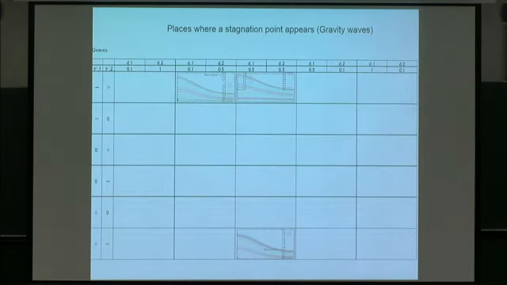In the case of gravity waves, a stagnation point appears in these three places, only three places. But in all of them, a stagnation point appears on the side of positive vorticity. It is much harder to compute gravity waves than capillary gravity waves because a much larger division number and some technical ideas are required. So it is our future task.